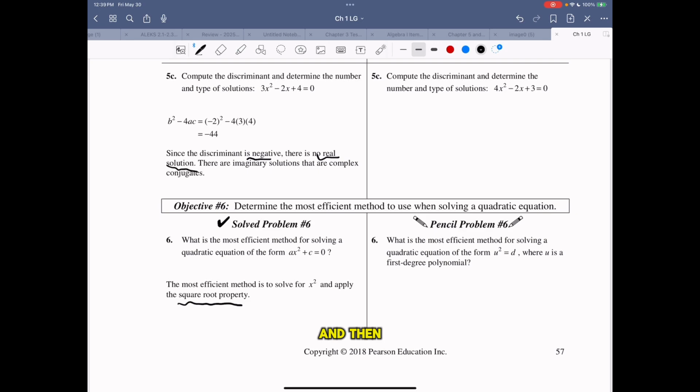And then number 6. That's not it. That's not number 6. No, this is the wrong one. I grabbed the wrong one. And number 6 is the same. Number 6 is also the square root property.